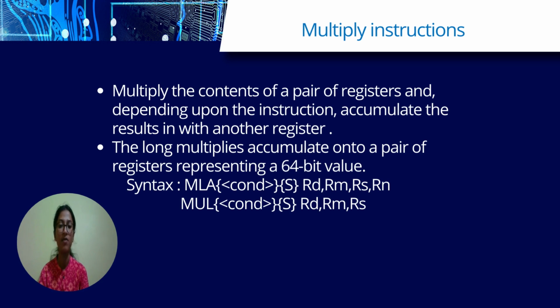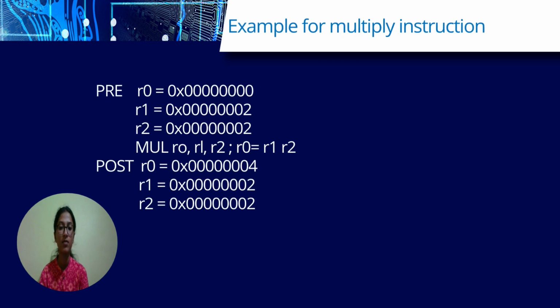Later, let's have an example for the multiply instruction. This is a simple multiplication operation, where before the execution the R0 value is 0, and the R1 and R2 registers contain a value of 2. After the execution of the MUL instruction, R0 contains a value of 4, where a simple multiplication is performed between registers R1 and R2.